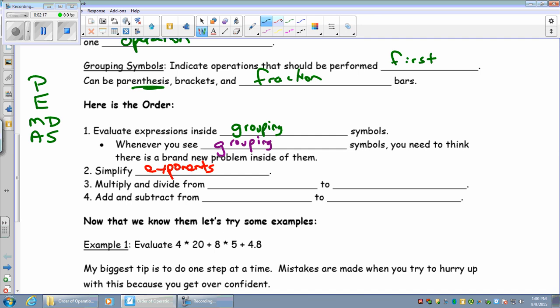The next one is we're going to multiply and divide from left to right. And that's why people typically put them in a row like that instead of one right on top of each other, because dividing does not come after multiplying. It actually comes at the same time as it. It just happens from left to right. And the last one, the same way that multiplying and dividing is left to right, adding and subtracting is also left to right.